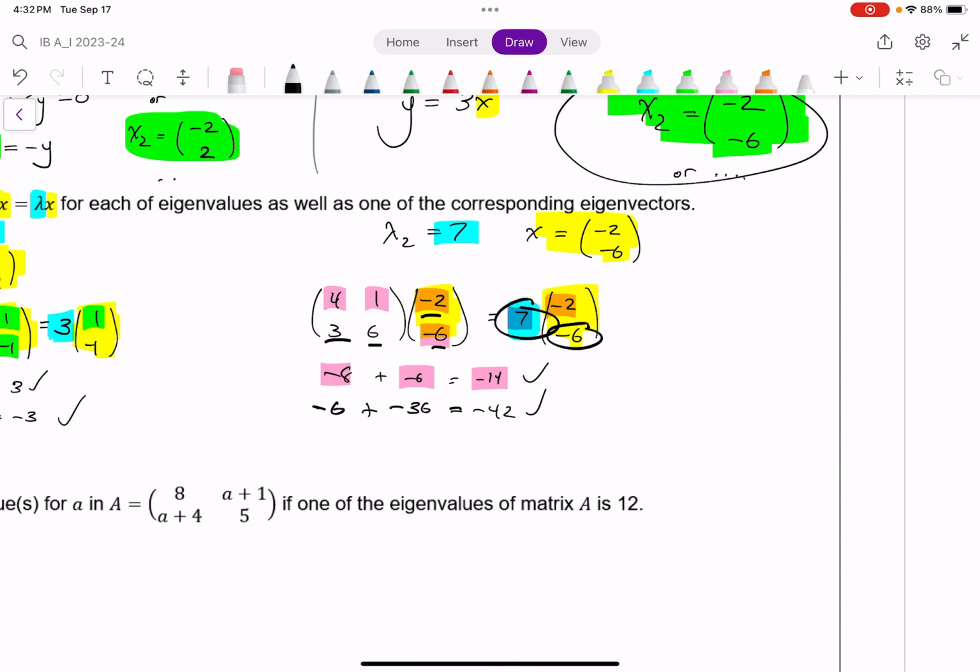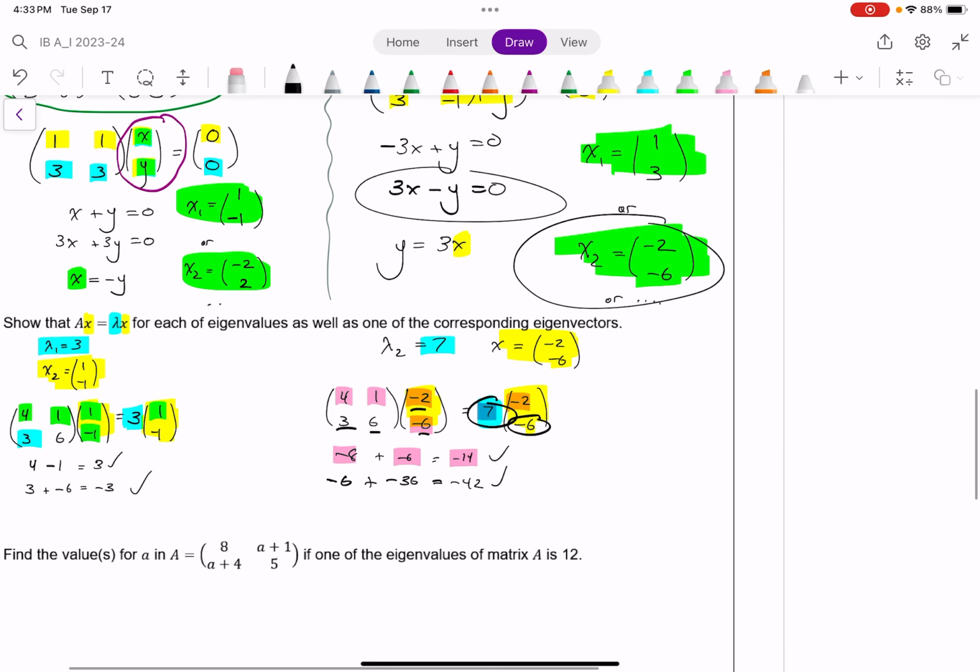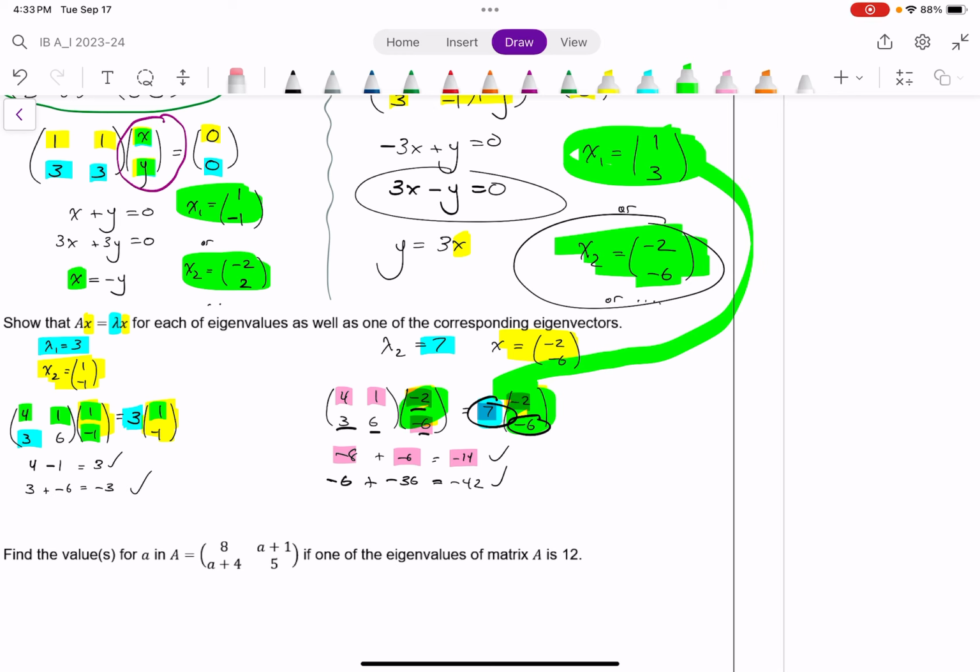I've not lied to you. And keep in mind, I could have chosen any of these. I could have chosen that eigenvector to put there and there. I could have chosen anything as long as, for the eigenvector, the second number is always 3 times the first.